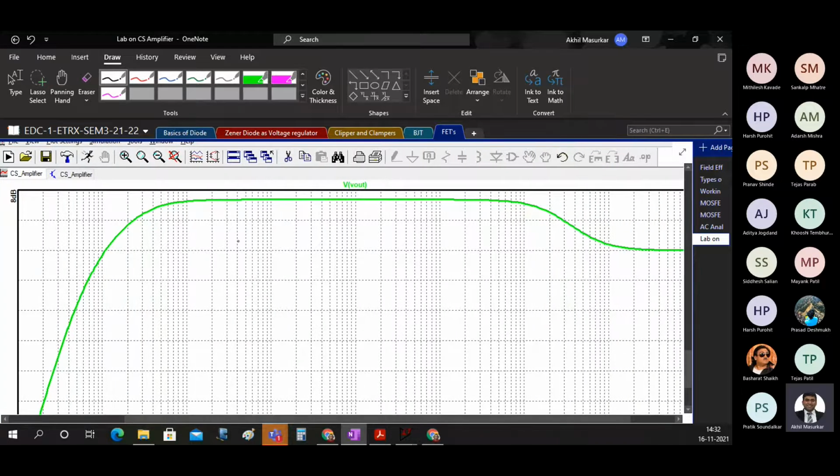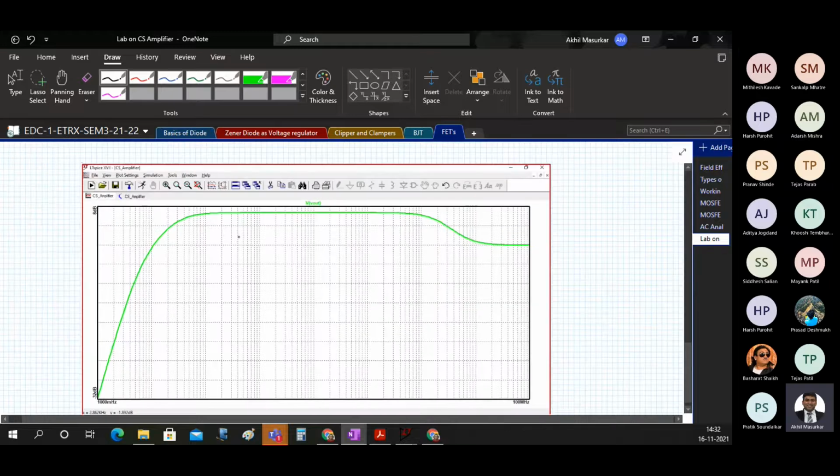Okay, so this max value is 6.25. Now if we come 3 dB below this, and if we draw a line which is 3 dB below, this line would cut this graph at 2 points. This is the first point and this is the second point.